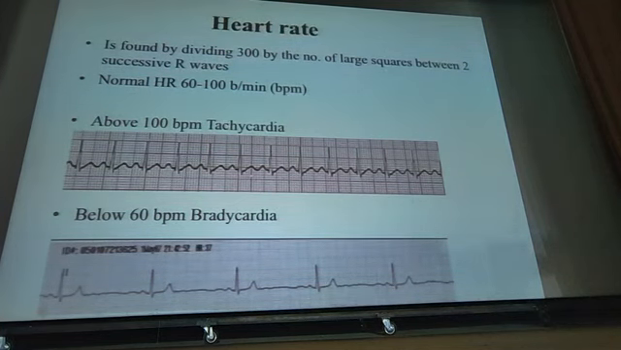How can you calculate heart rate? Heart rate is found by dividing 300 by the number of large squares between two subsequent R waves. Imagine this is an R wave, this is another R wave, this is another. So between two R waves, how many large squares do you have? 3 to 5. See, imagine.